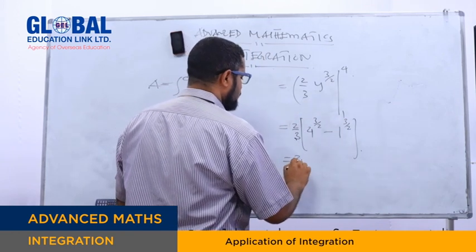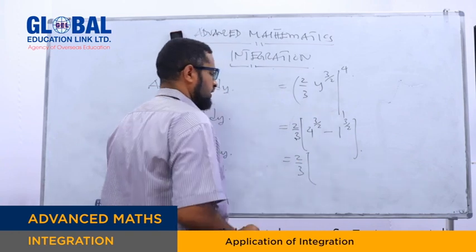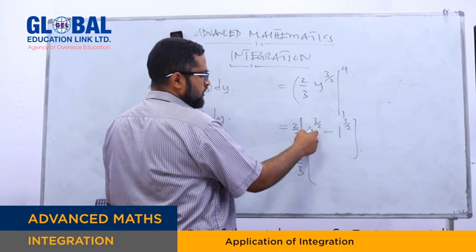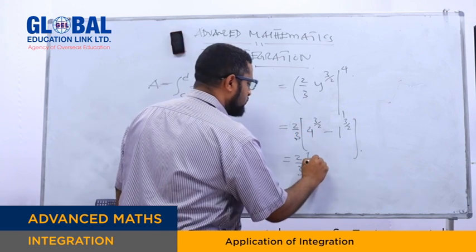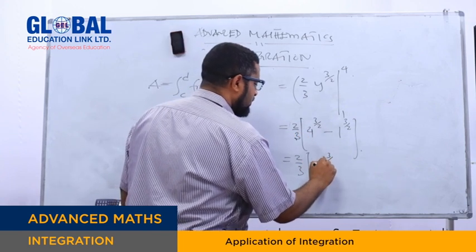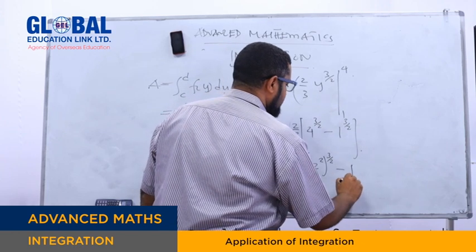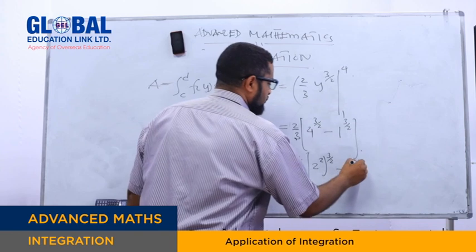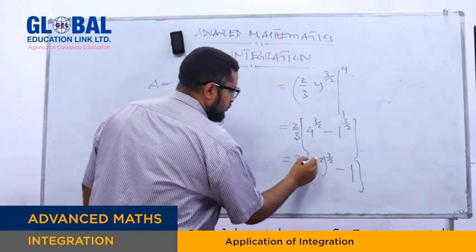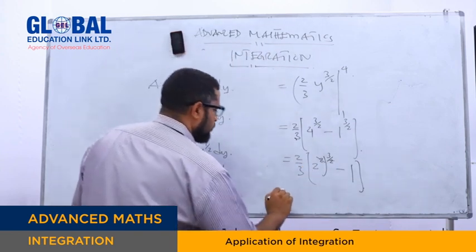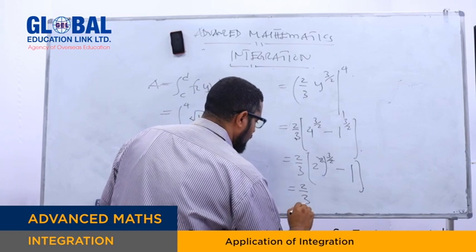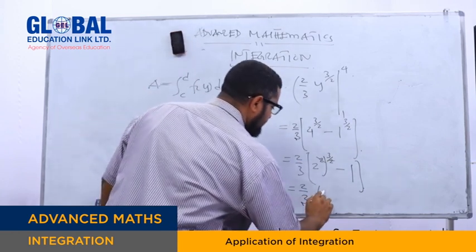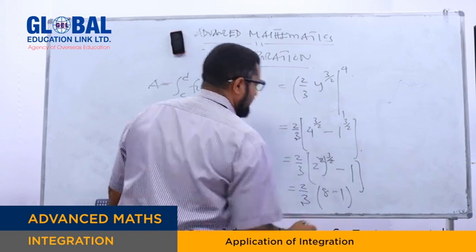This is equal to 2 over 3. Now, 4 to the power of 3 over 2 is the same as writing 2 squared to the power of 3 over 2, minus just 1, because 1 to the power of 3 over 2 is just equal to 1. Then the 2 and the other 2 cancel out, so we remain with 2 over 3, and 2 to the power of 3 is 8, minus 1.